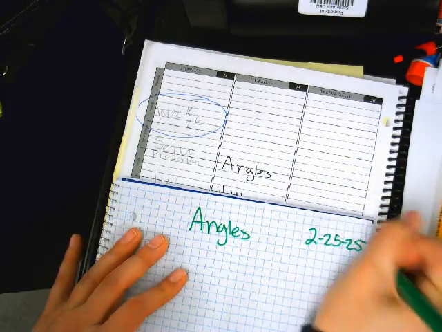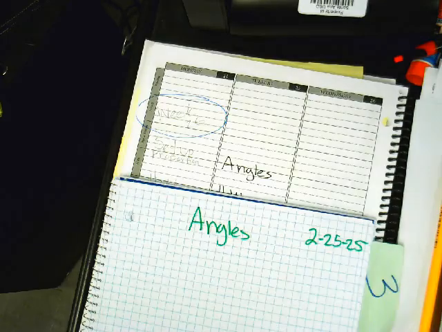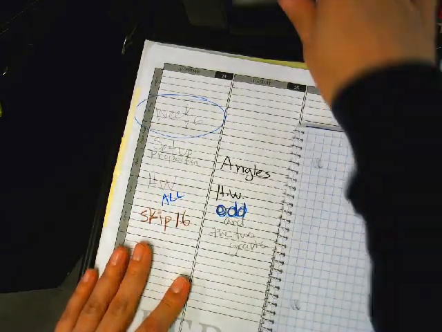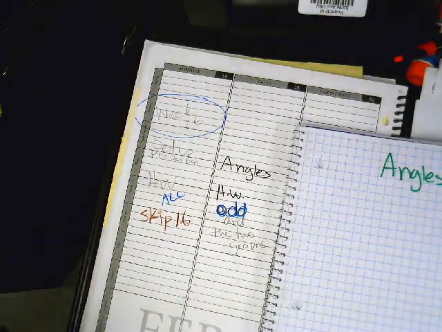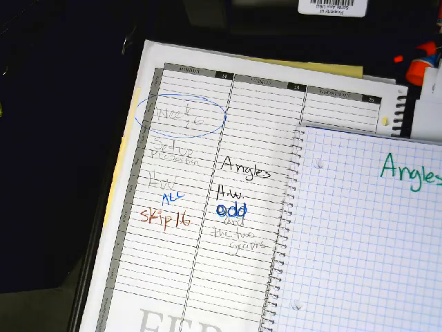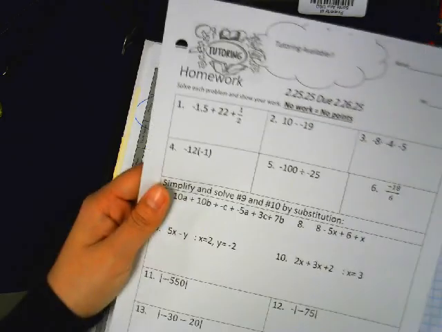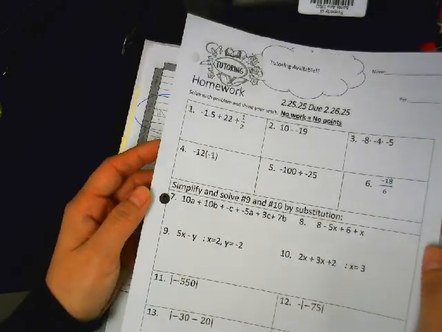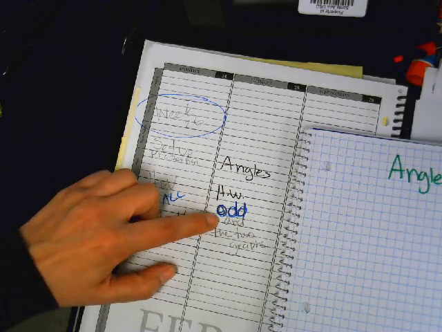Today is the 25th. We're going to do angles. Now, the homework. Let me show you about the homework. We will be in our notebooks quite a bit today. Your homework is the odds, front and back. Odds from the front and the back.